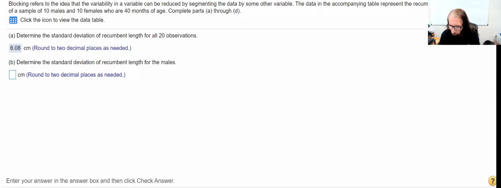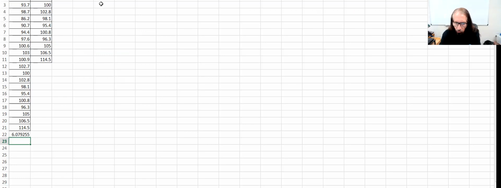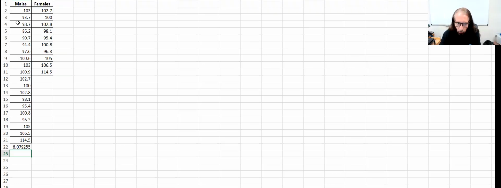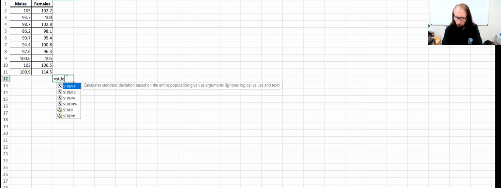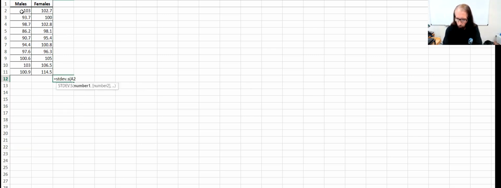Then they want it for the males first. After that, now I'm going to try something out here. Let's undo that. We had a standard deviation of 6.08. I wonder what would happen if I select all of that. Probably not going to work, but it's worth a shot. Select all those rows in both column A and column B. Okay, it does work. 6.08. Terrific. All right, individually.